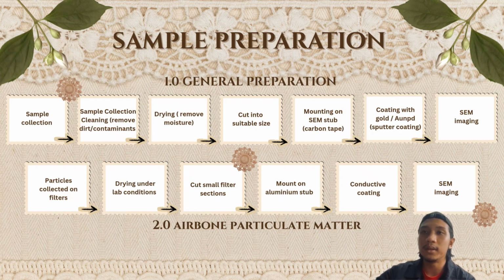Since most environmental samples are non-conductive, they can accumulate electric charge when exposed to the electron beam. To overcome this, the samples are coated with a thin layer of conductive material such as gold or gold-palladium through a surface coating process. This coating improves conductivity, reduces image distortion, and produces a clearer SEM image.